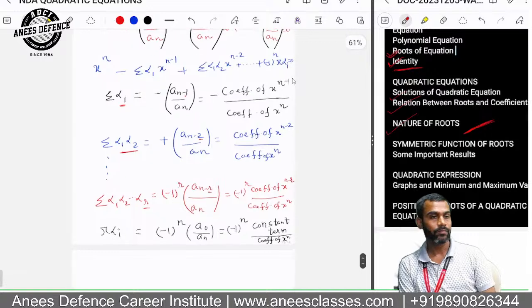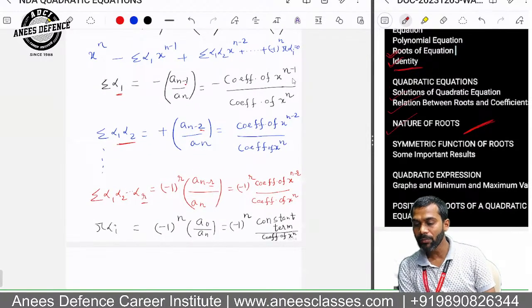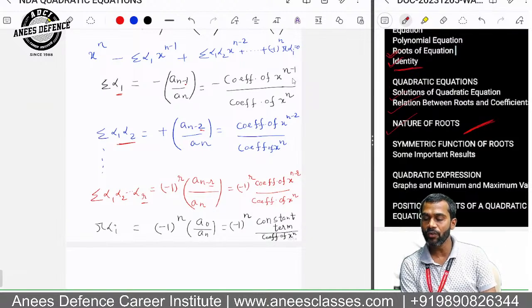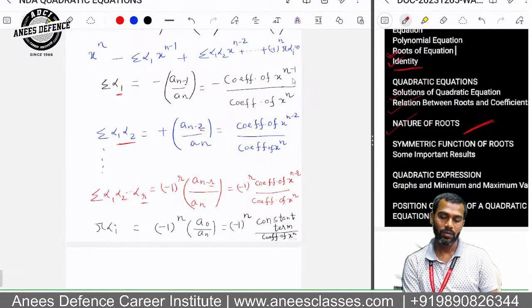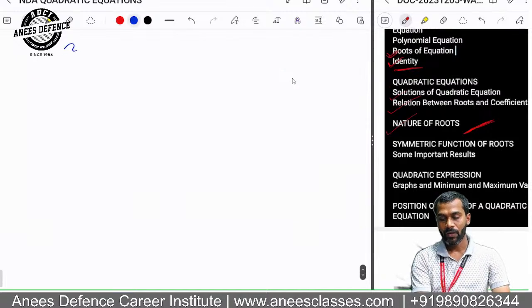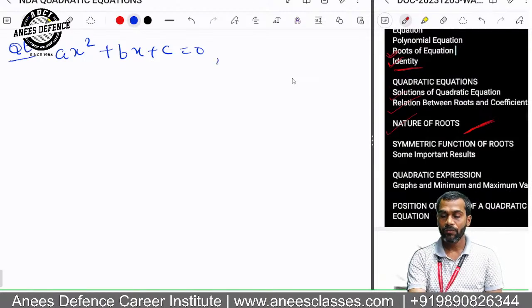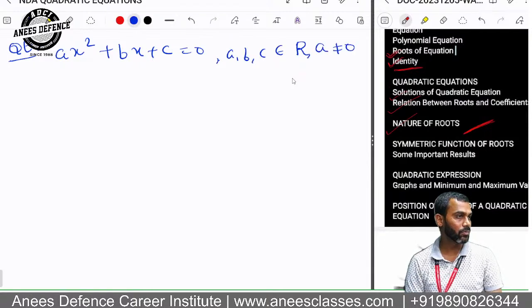Done? Yes or no? Shall we move ahead? So done with the relation between roots and coefficients. Now we'll talk about quadratics only from now. Yes or no? Suppose we have ax square plus bx plus c is equal to 0. So this is a quadratic equation, real quadratic equation, right? Where a, b, c are real numbers and a is not equal to 0.